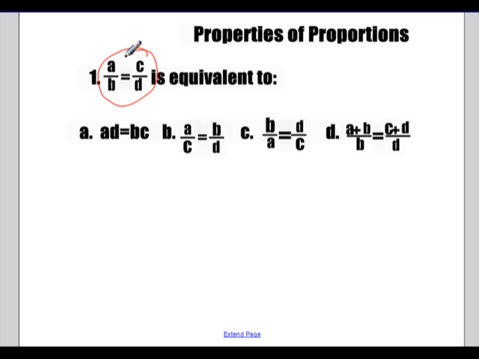Of course, this first property here is simply what you get when you cross multiply. A times D is equal to B times C. So that one's pretty straightforward. Right, so if this is true, then you know this one's true.